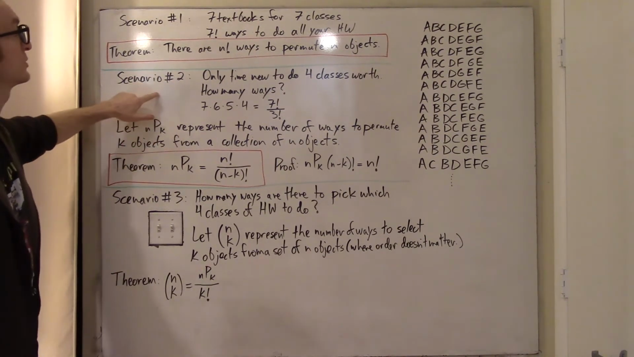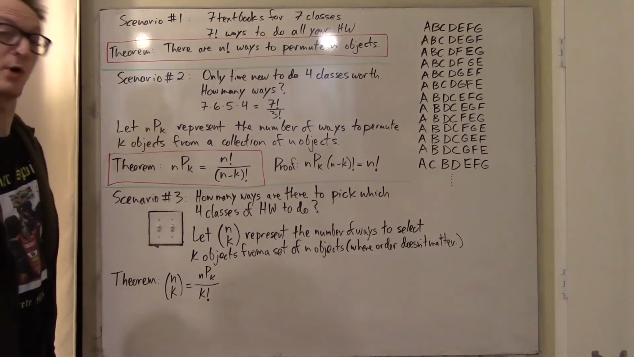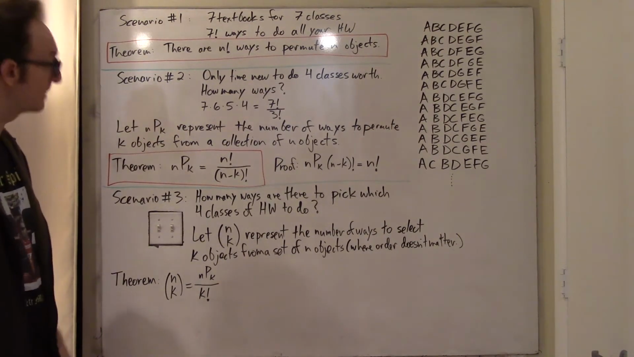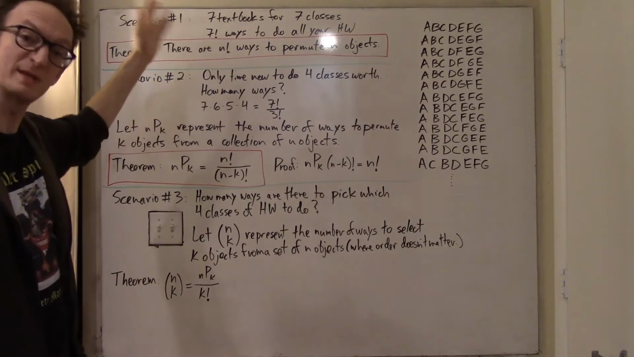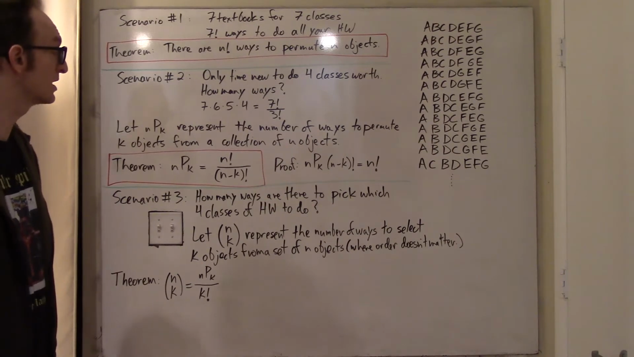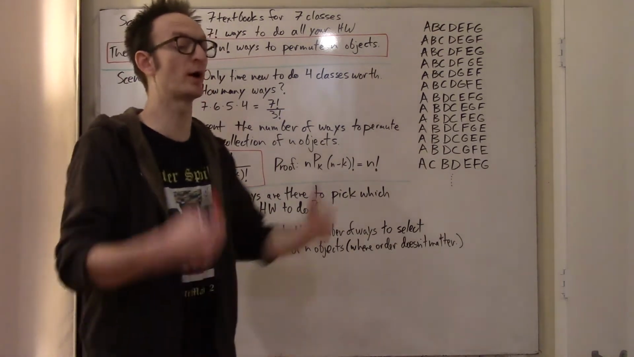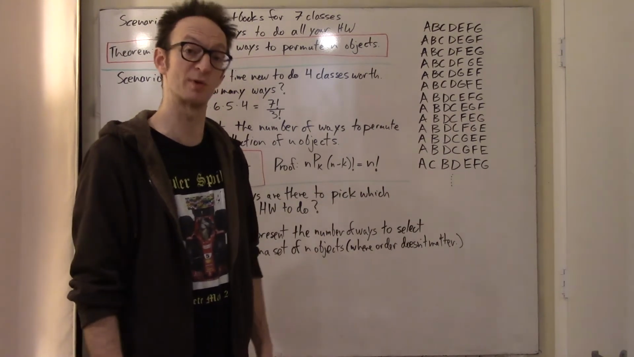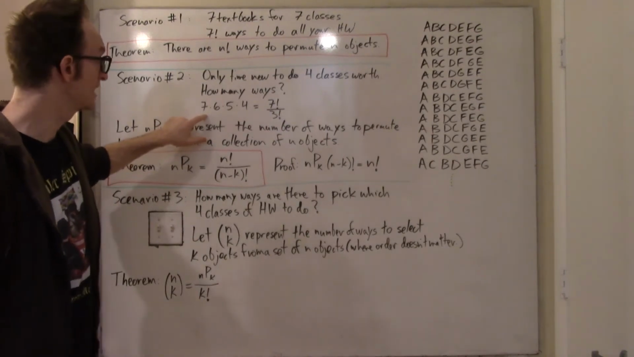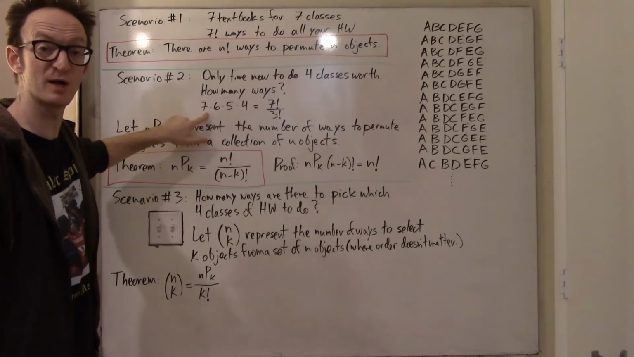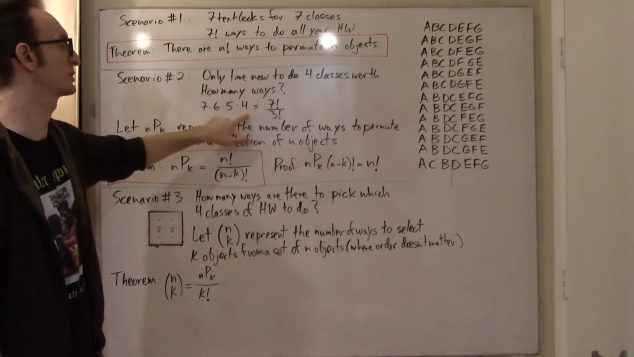Then we moved on to scenario 2. In scenario 2, we're not going to do all of our homework anymore. We're only going to do some of our homework. There's only time now to do 4 classes worth of homework, or we decide that we're just going to do 4 classes worth. So how many ways? The question here is, how many ways are there to do 4 of the 7 classes worth of homework? And this was, I thought, also pretty easy. Okay, well, what homework are you going to do first? 7 choices, then 6 choices for the second homework, 5 choices for the third homework, 4 choices for the fourth one.